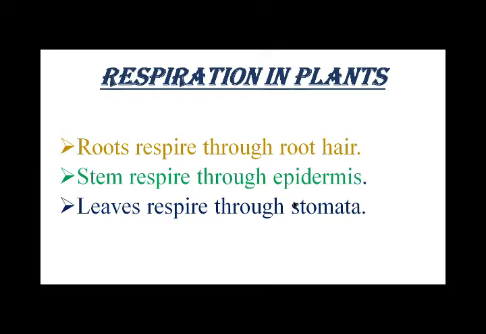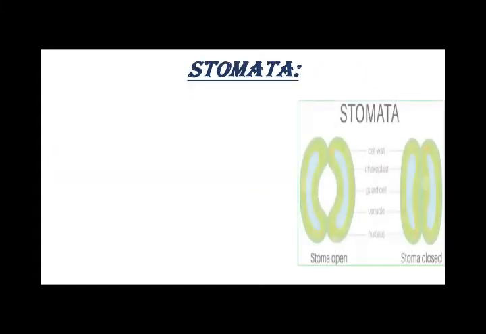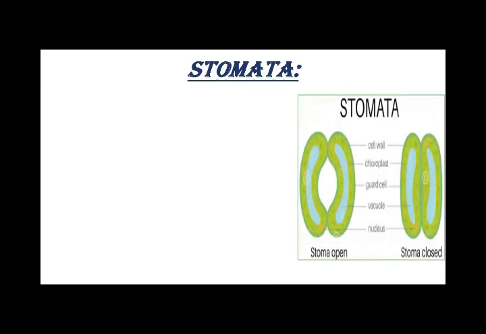What are the stomata? Stomata are actually openings which are present in the leaves, mostly found on the lower part of the leaves. So today we will focus on leaf respiration, how the leaf respires through the stomata. This is the structure of the stomata, and in the singular form, we say stoma. This one is the open stomata and this one is the closed form of the stomata.